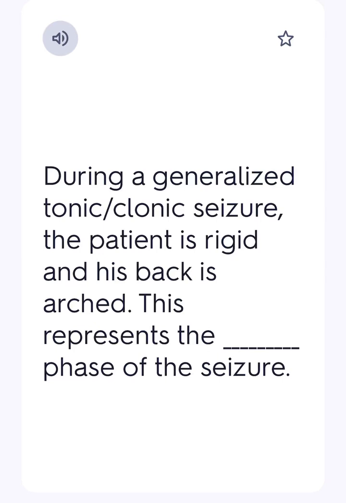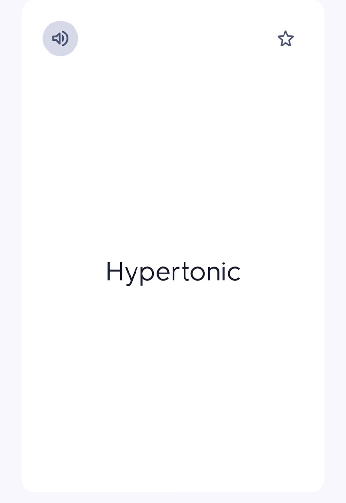Generalized tonic/clonic seizure, the patient is rigid and his back is arched. This represents the blank phase of the seizure. During a generalized tonic/clonic seizure, the patient is rigid and his back is arched. This represents the blank phase of the seizure. Hypertonic.